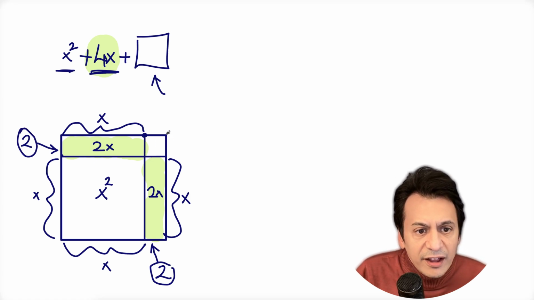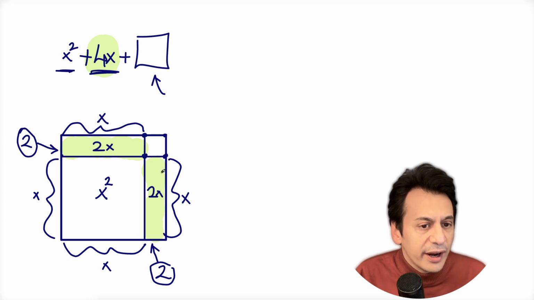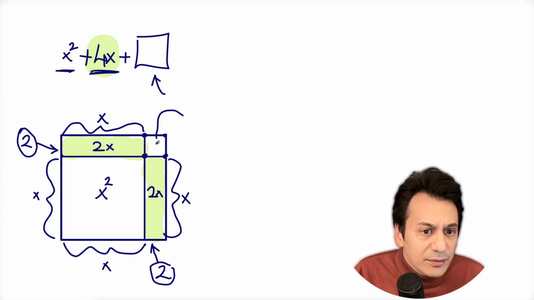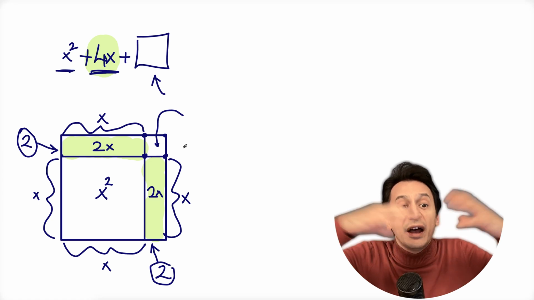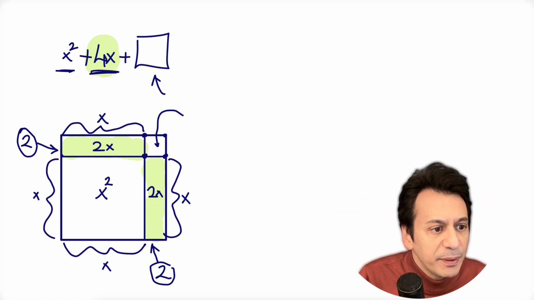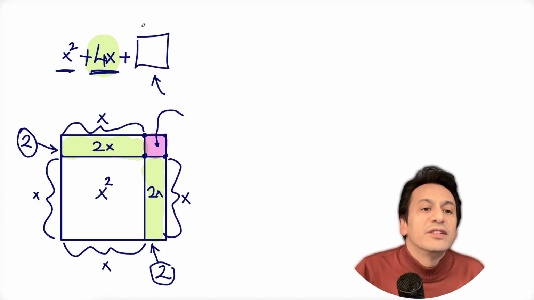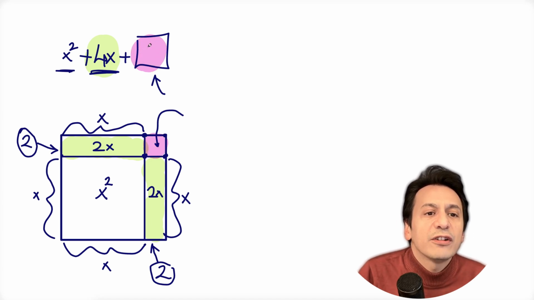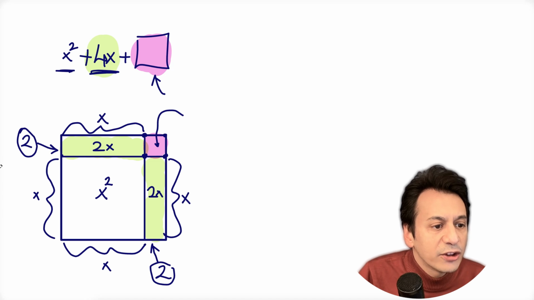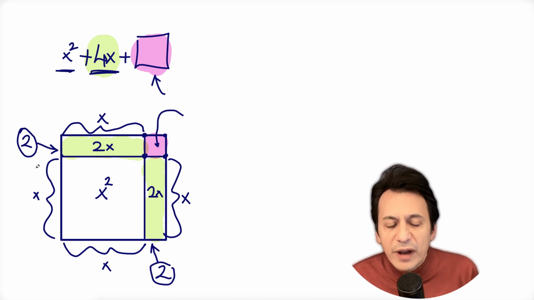But wait, this 2 actually tells me the side length of this very small square. If I add this small square too, now I will have a larger square. Let's paint it a different color. Like this. Okay, this is the last term of my algebraic expression and I'm about to find it.